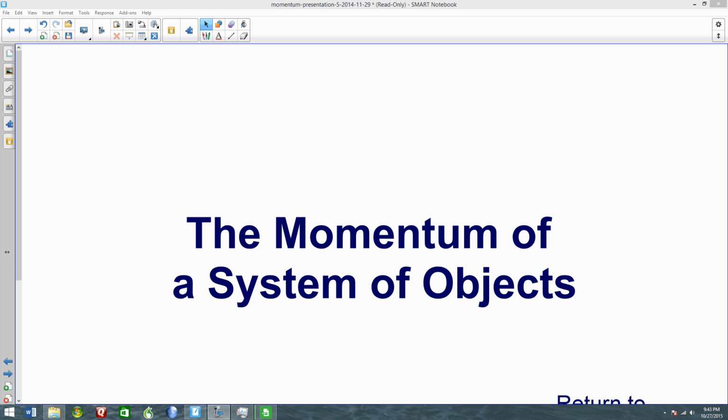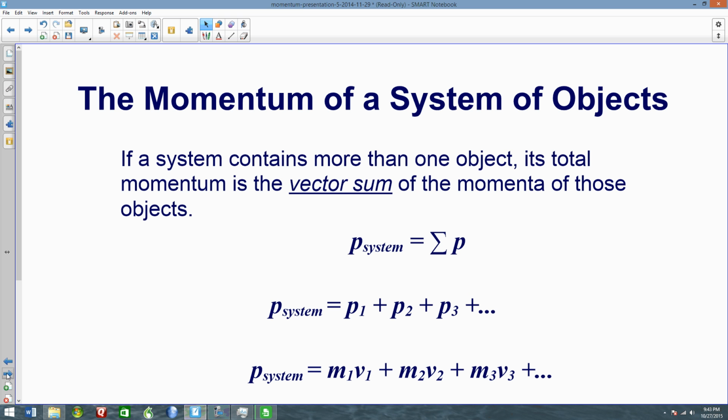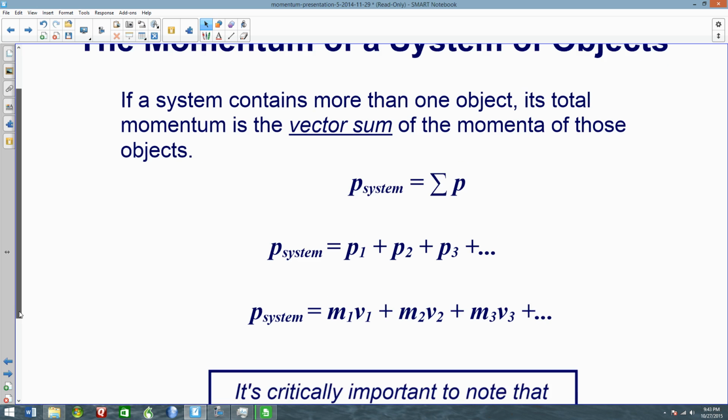The momentum of a system of objects. The momentum of a system of objects means that there's more than one object. So if the system contains more than one object, its total momentum is actually the vector sum of the momenta of those objects. So for instance, the momentum of the system is equal to the sum of all the momenta.